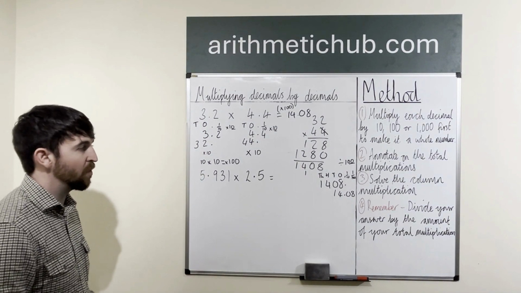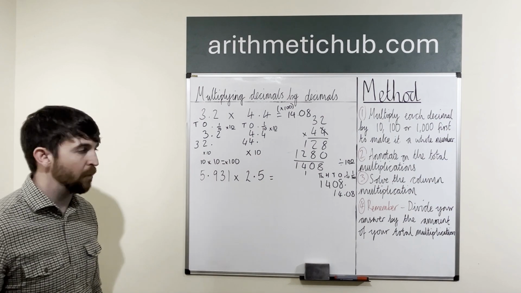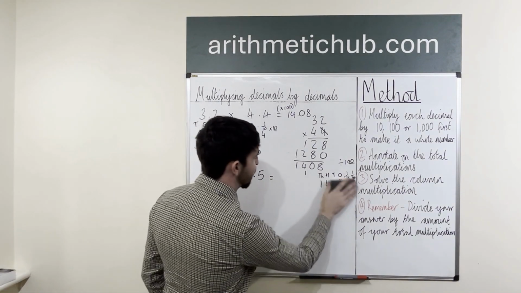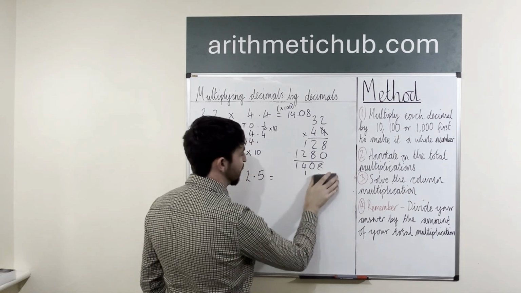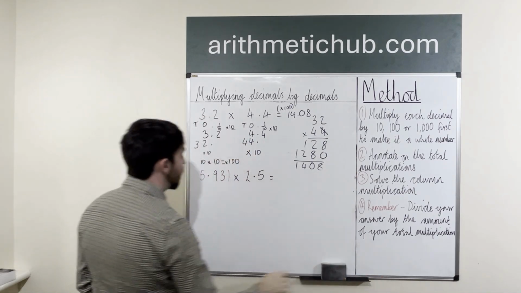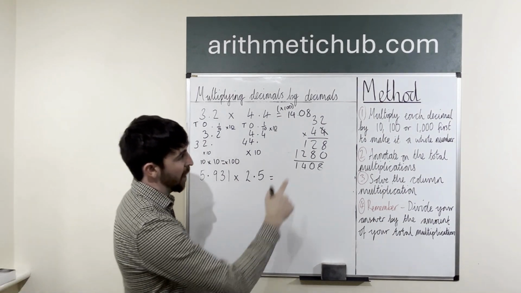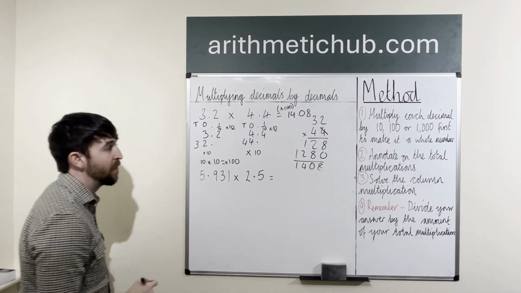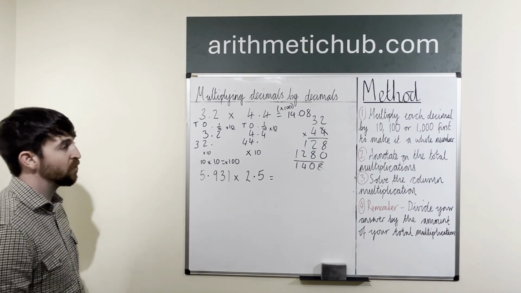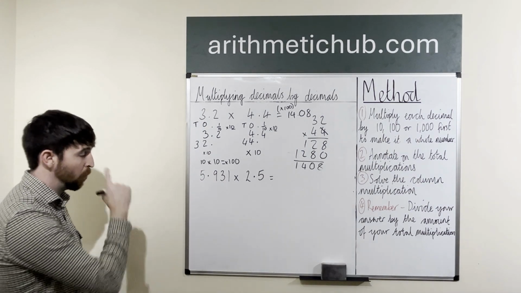Now let's have a look at this one, slightly more challenging. First though, I'm just going to give myself a little bit more space to work in, because sometimes these questions can take up a little bit more space. So, we've got 5.931 times 2.5. Let's check the first step of the method. Multiply each decimal by 10, 100 or 1000 first to make it a whole number.